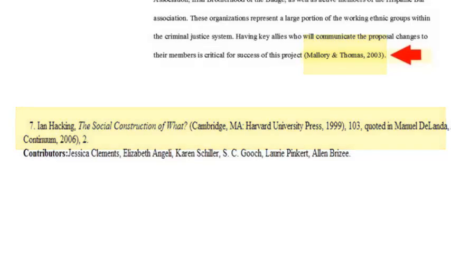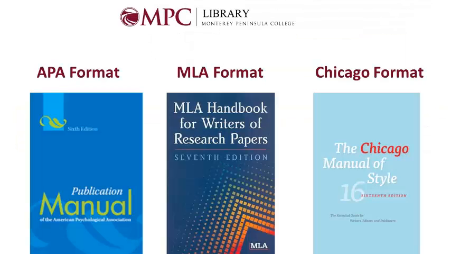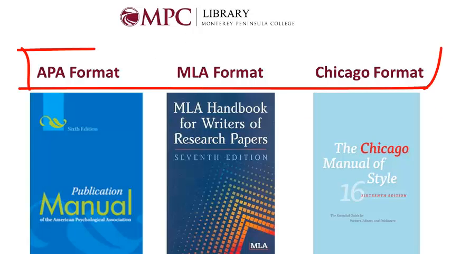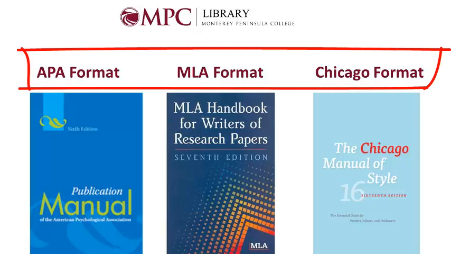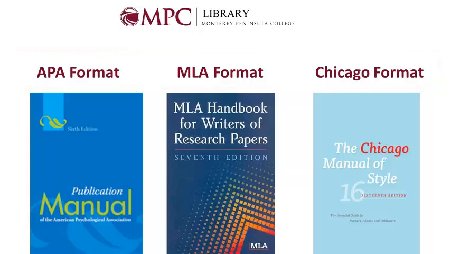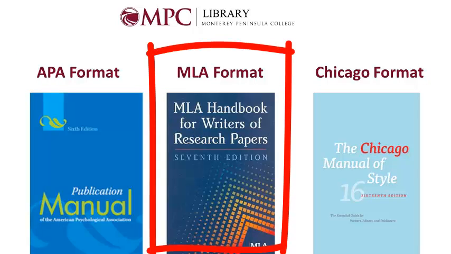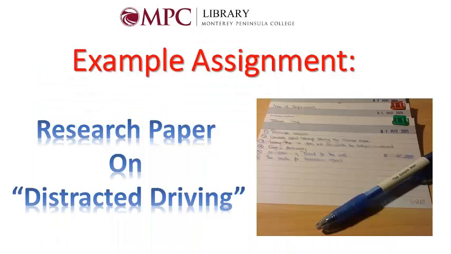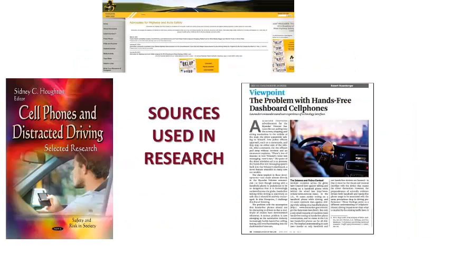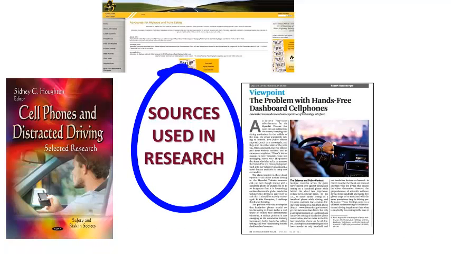Well, as it turns out, there are actually several different kinds of citation styles or formats, and which one you use depends on the discipline for which a paper is written. This tutorial will focus on MLA, or Modern Language Association, citation style basics. However, once you learn one style, you can easily use the others. As an example, let's say you're writing a paper on distracted driving, meaning using a cell phone or texting while driving, and you used these three sources for your research.